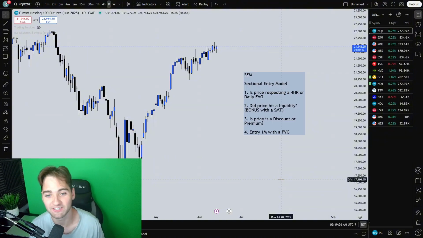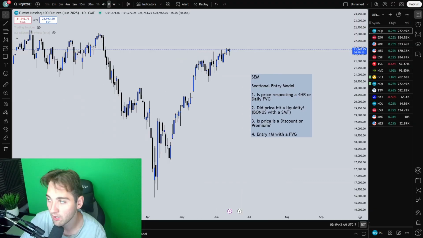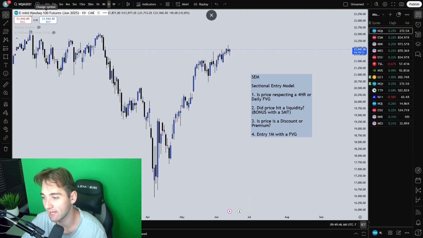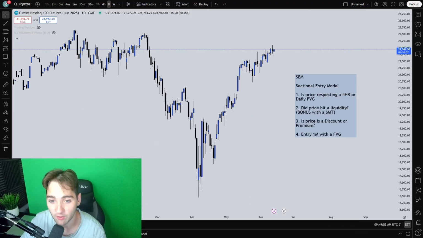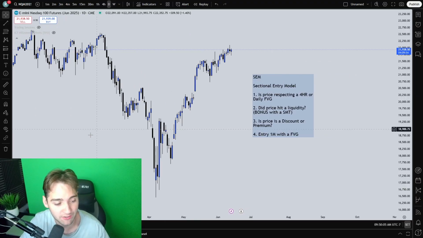Let's jump right into the SEM strategy. All right, as you see, we're going to go on the NASDAQ here. Our first step for this model: what is price respecting? Is price respecting a 4-hour fair value gap or a daily fair value gap? We're going to start with a daily time frame. Do we have a daily fair value gap? Yes, we do. We have this one here.